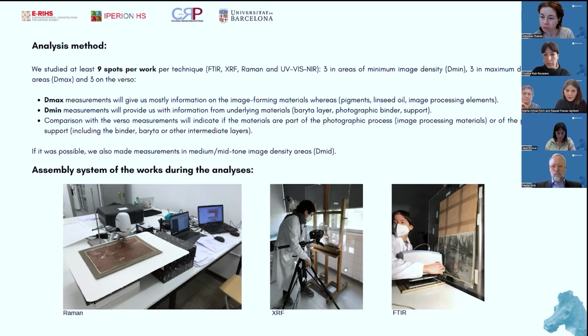The same system was used for FTIR spectroscopy, while for Raman and UV visible infrared spectroscopies, it was sufficient to place the work on a conservation cardboard and hold it with glass weights.